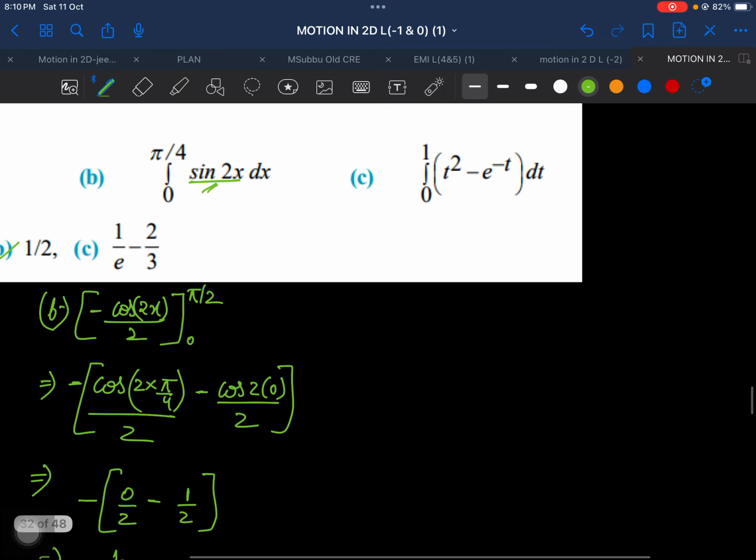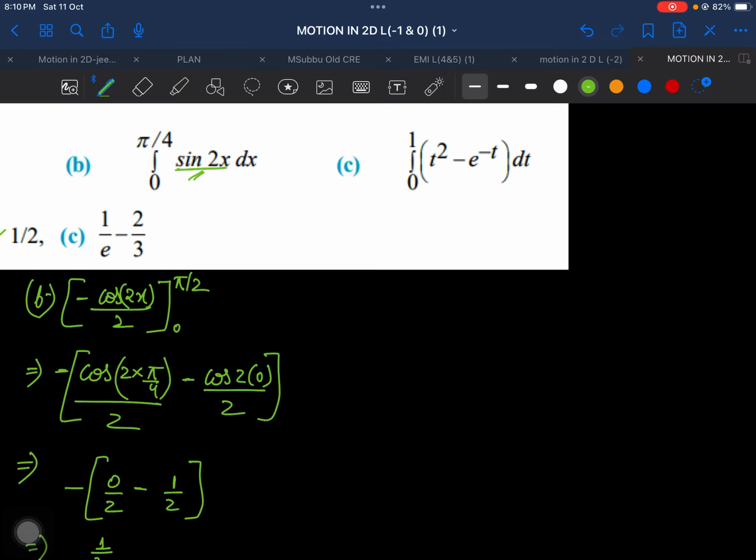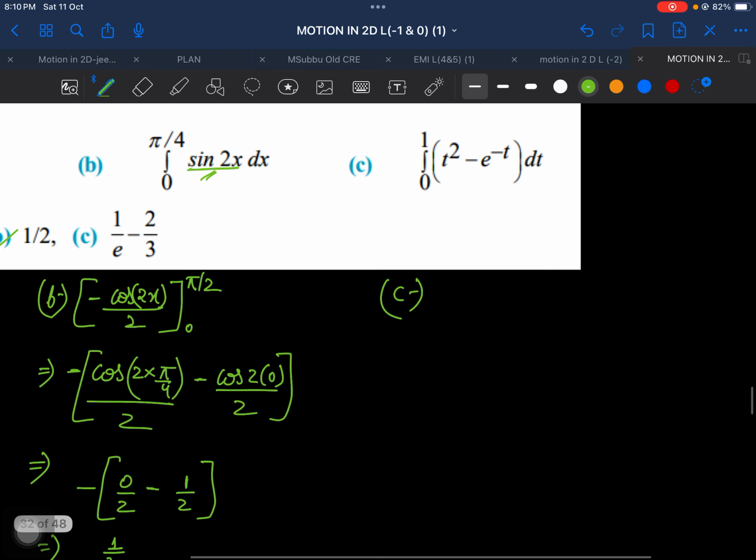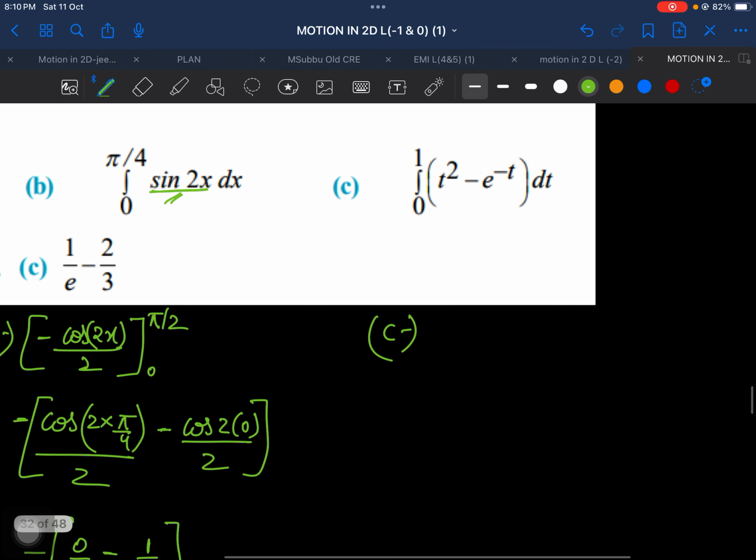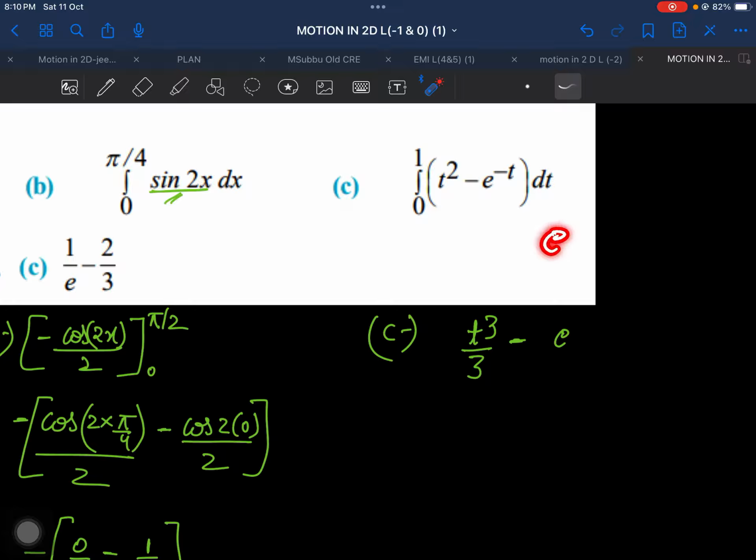Okay, now the last part, you have to integrate this c part. Okay, let's do it together. All right, the integration of t square is t cube by 3 minus the integration of e to the power minus t. Let me tell you, the integration of e to the power at plus b is what? It is e to the power at plus b divided by a, right? So that's what we have to do.